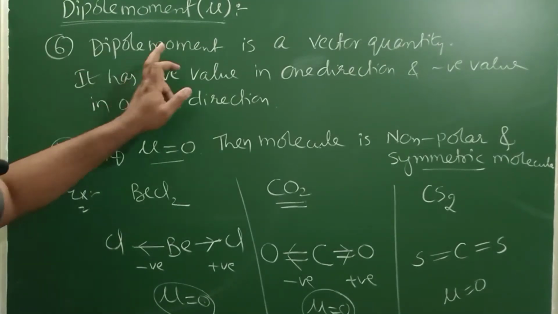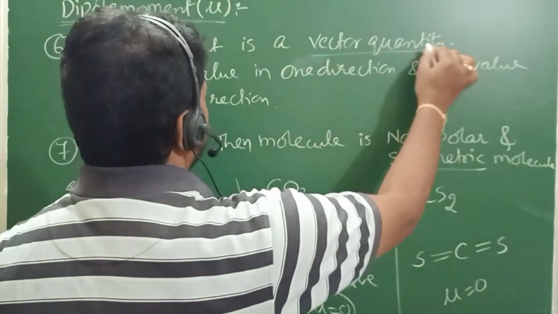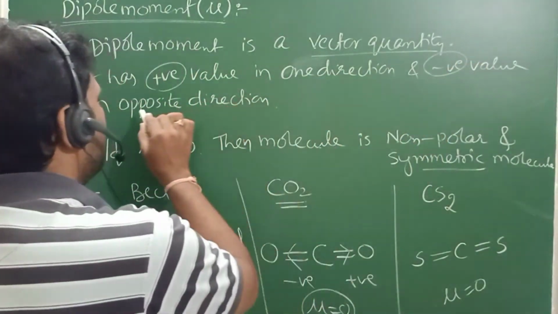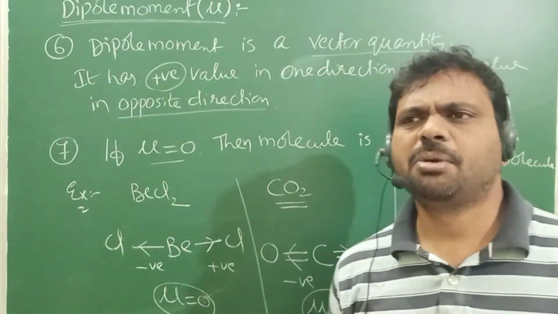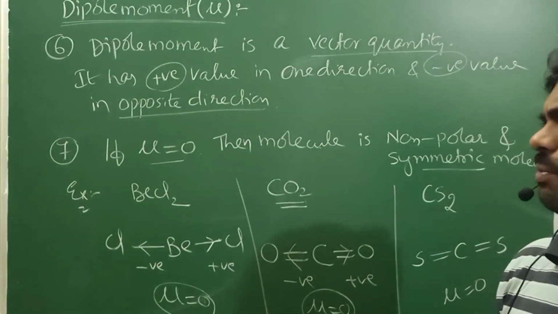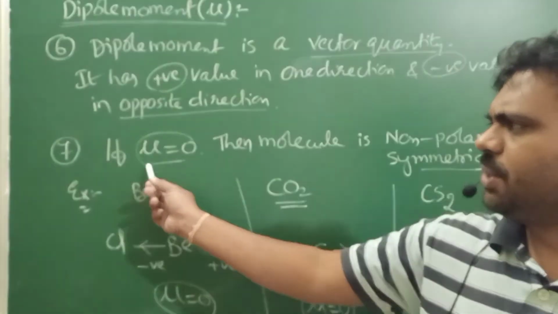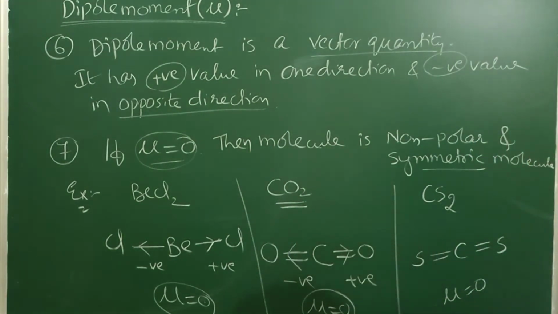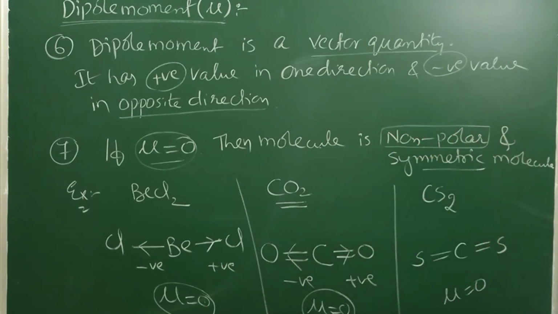Now, dipole moment is a vector quantity. It has a positive value in one direction and a negative value in the opposite direction. Next point: if a molecule's dipole moment is equal to 0, then that molecule is a non-polar molecule. Charges are not present and that molecule is a symmetric molecule.